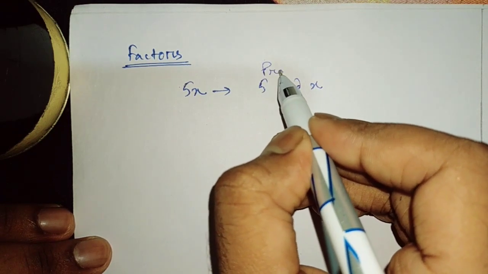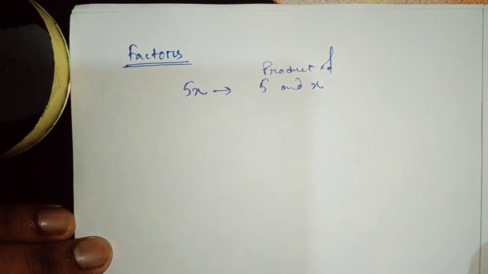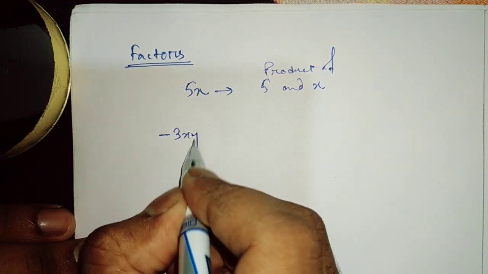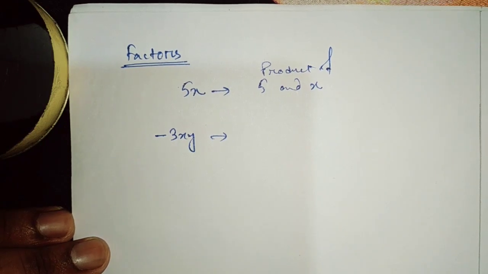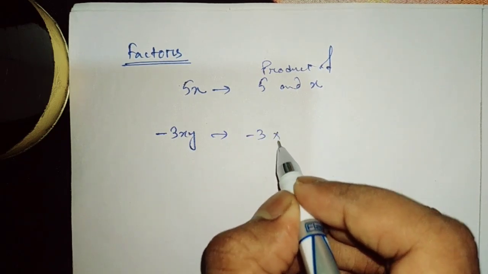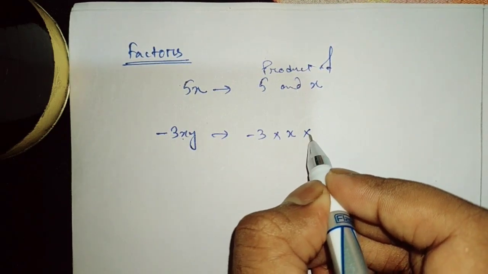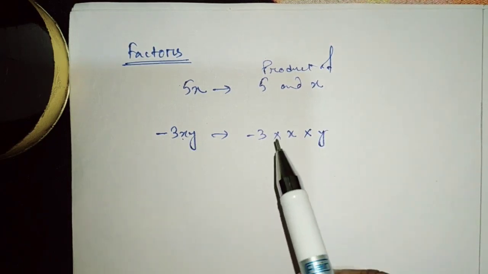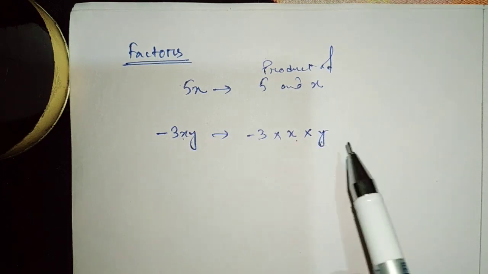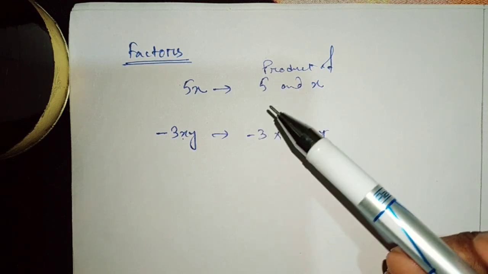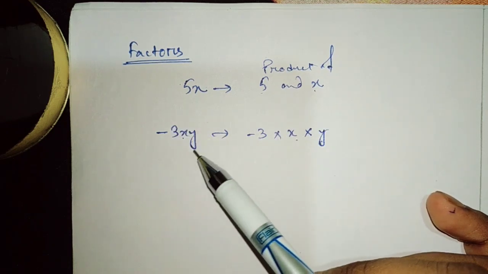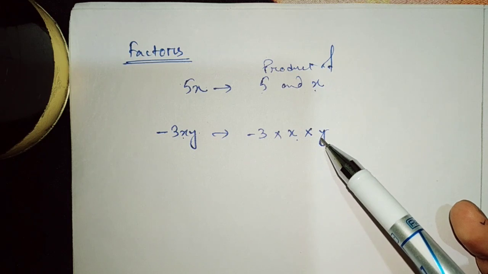Product of 5 and x. If we talk about minus 3xy, this minus 3xy is nothing but product of what? Minus 3 into x into y. Okay, so minus 3xy is a product of minus 3x and y. So in this way we can say that factors of 5x are 5 and x, and factors of minus 3xy are minus 3x and y.